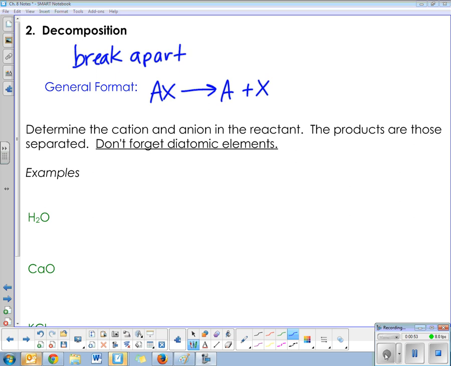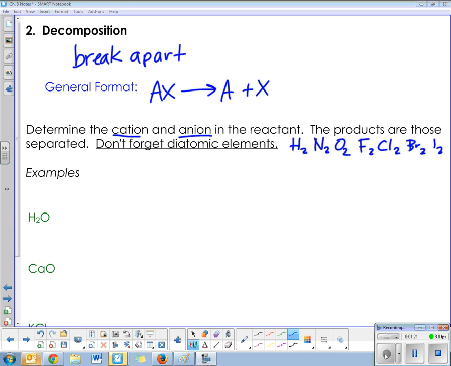Some directions: determine the cation and the anion in the reactant, because that's how you're going to know how to separate it. The products are those separated. Don't forget diatomic elements. So remember those 7: hydrogen, nitrogen, oxygen, fluorine, chlorine, bromine, and iodine. If you have those by themselves, you're going to write them always with 2 atoms.